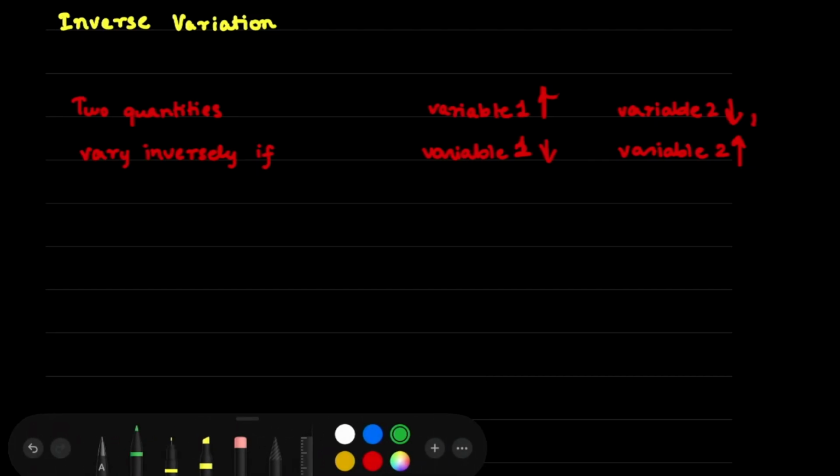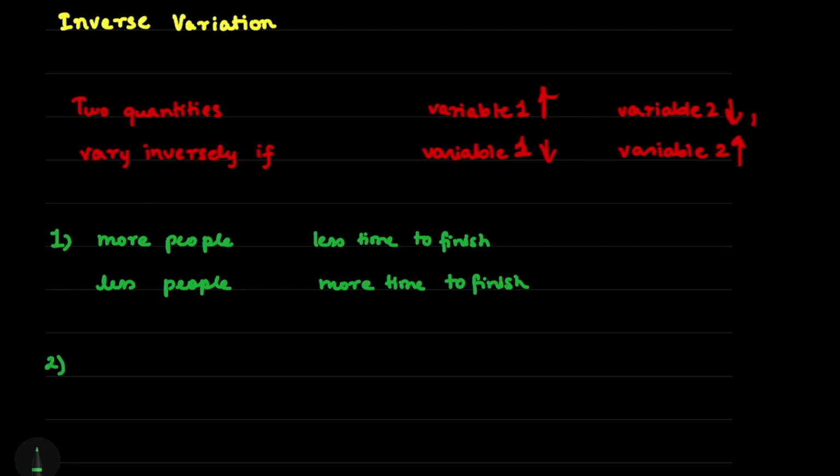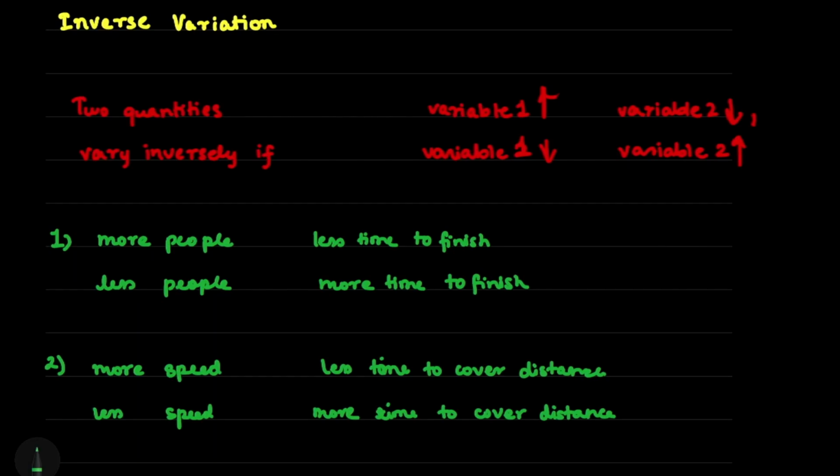Some examples of this might include: it takes a lot more time for fewer men or women to get a particular work done. So more people at work would take less time to finish, and fewer people would take more time to finish. Similarly, the speed of a moving object varies inversely with the time taken to cover a certain distance. So more speed means less time taken to cover the distance, and less speed means more time taken to cover the distance. Those are some simple examples.